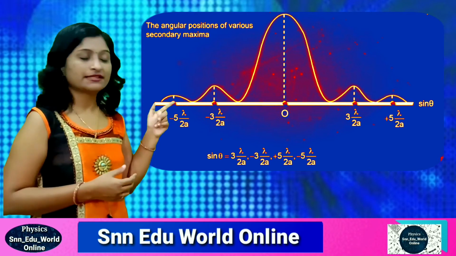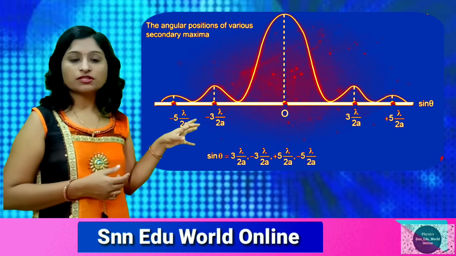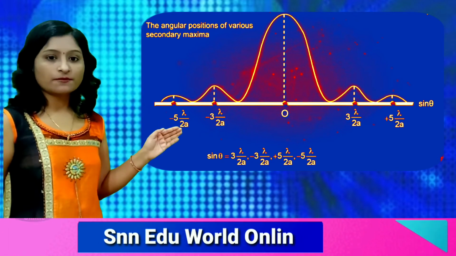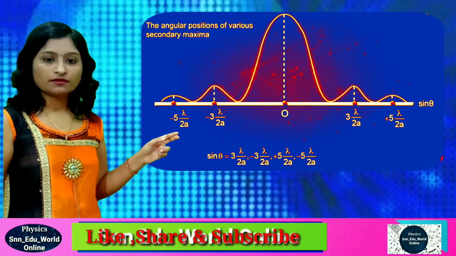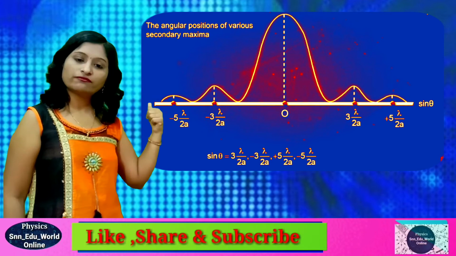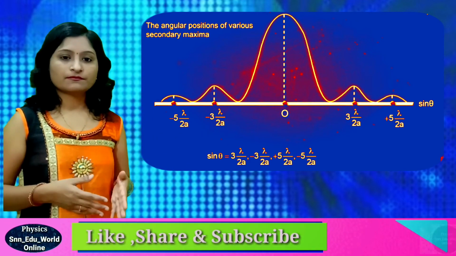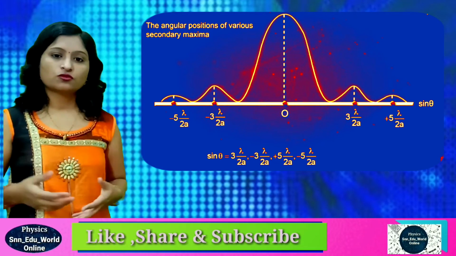जो दुसरे पिक्स आहेत ते बघायचे आहेत आपल्याला. सो त्यांची पोझिशन इथे डायग्राम मध्ये दाखवलेली आहे. व्हॉट आर देअर पोझिशन्स? 3 lambda by 2a, 5 lambda by 2a, here minus 3 lambda by 2a, minus 5 lambda by 2a, and if we extend this it will be 7 lambda by 2a, and then so on.